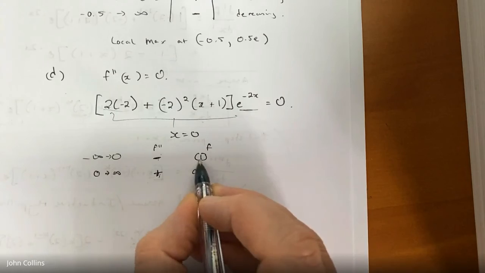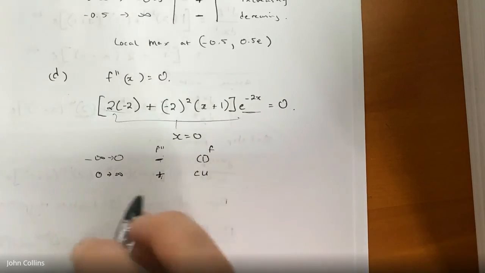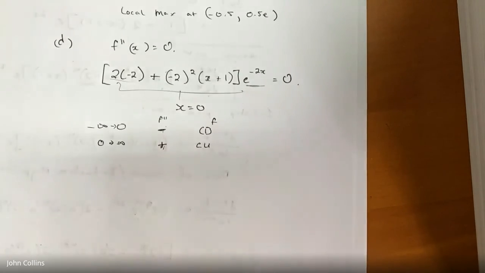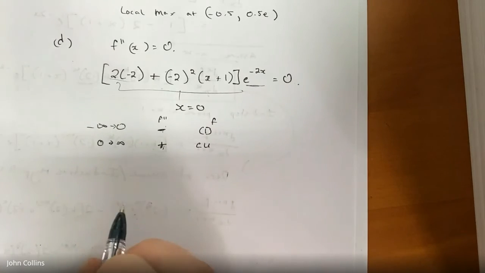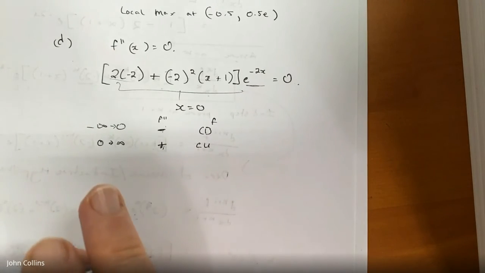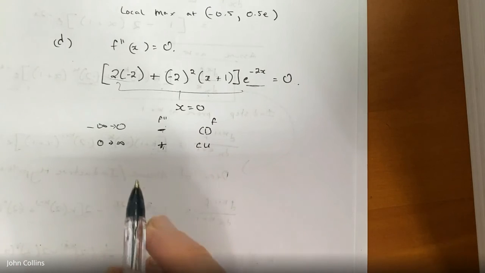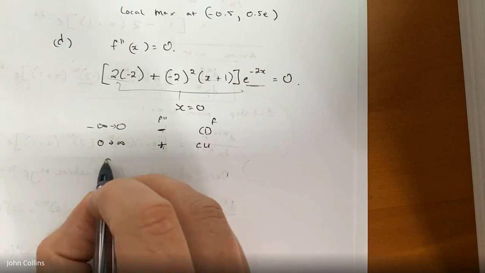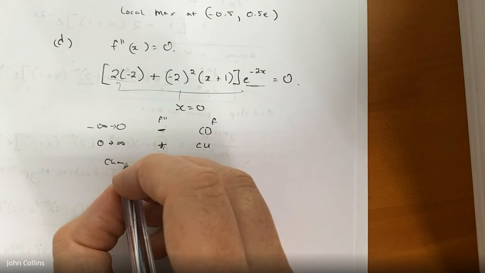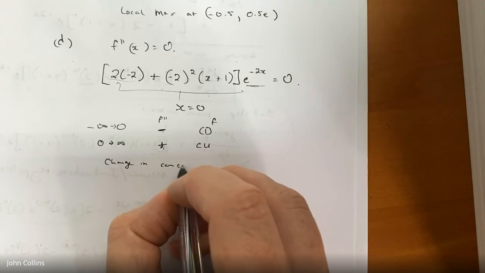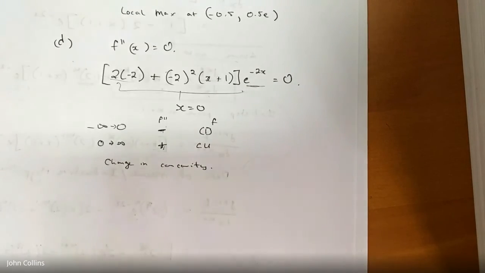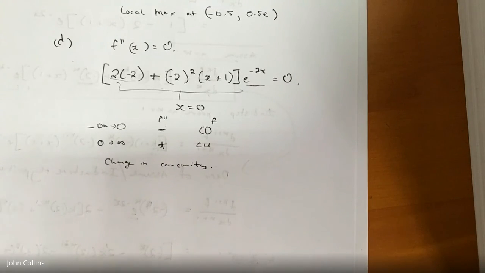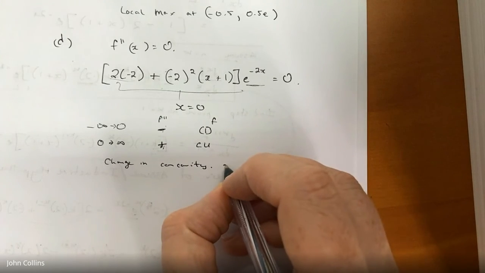So that's concave up and down. We've noticed that there is a change in concavity from down to up at 0. So therefore it is a point of inflection. So you can make a note of that. There's a change in concavity, so there is a point.